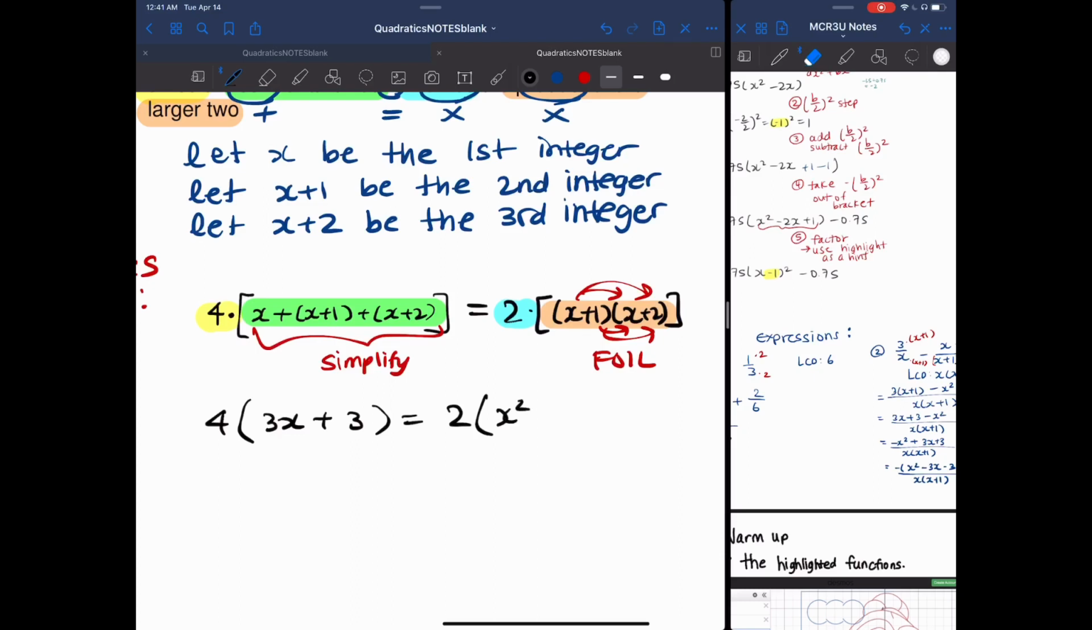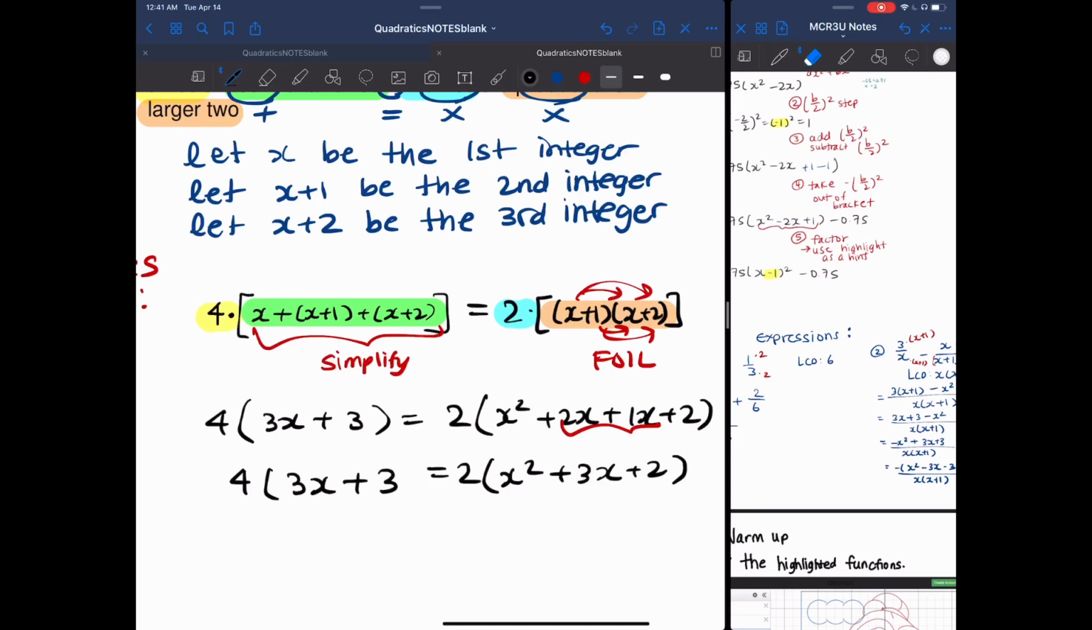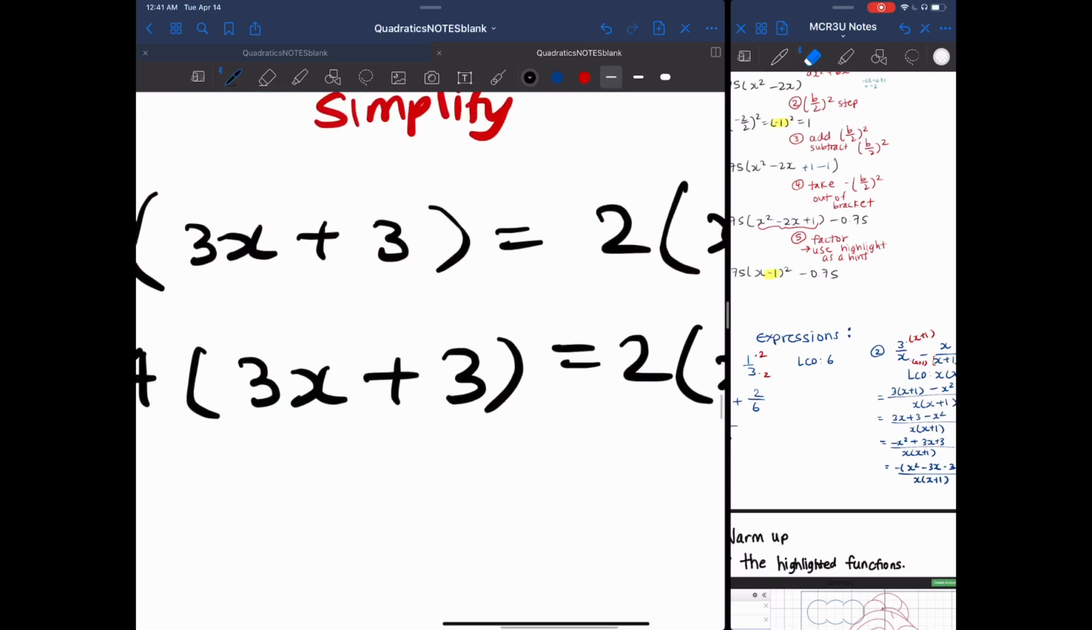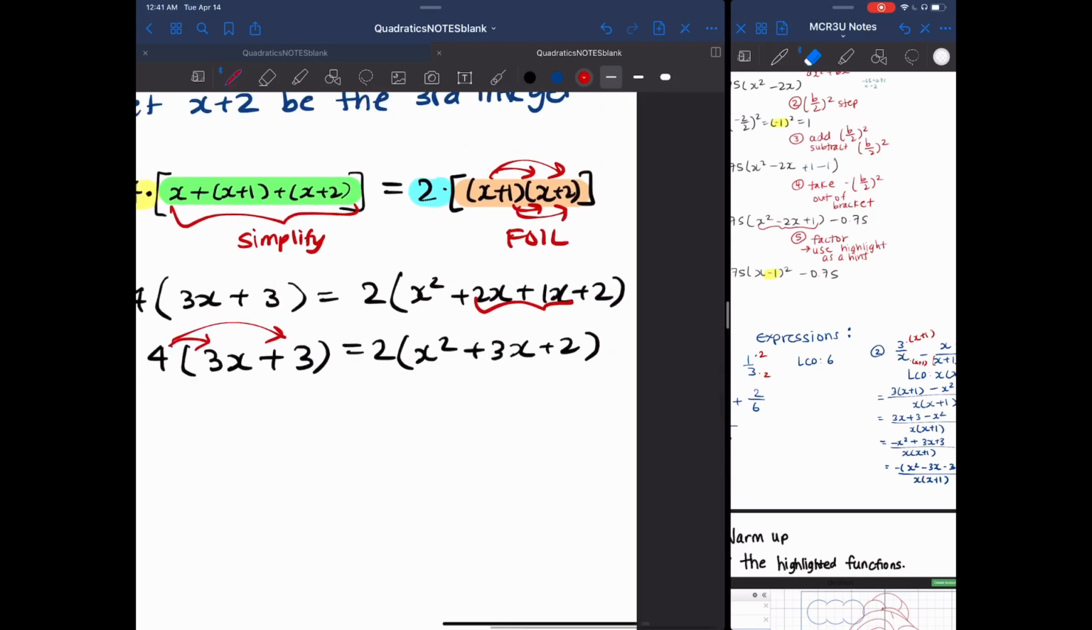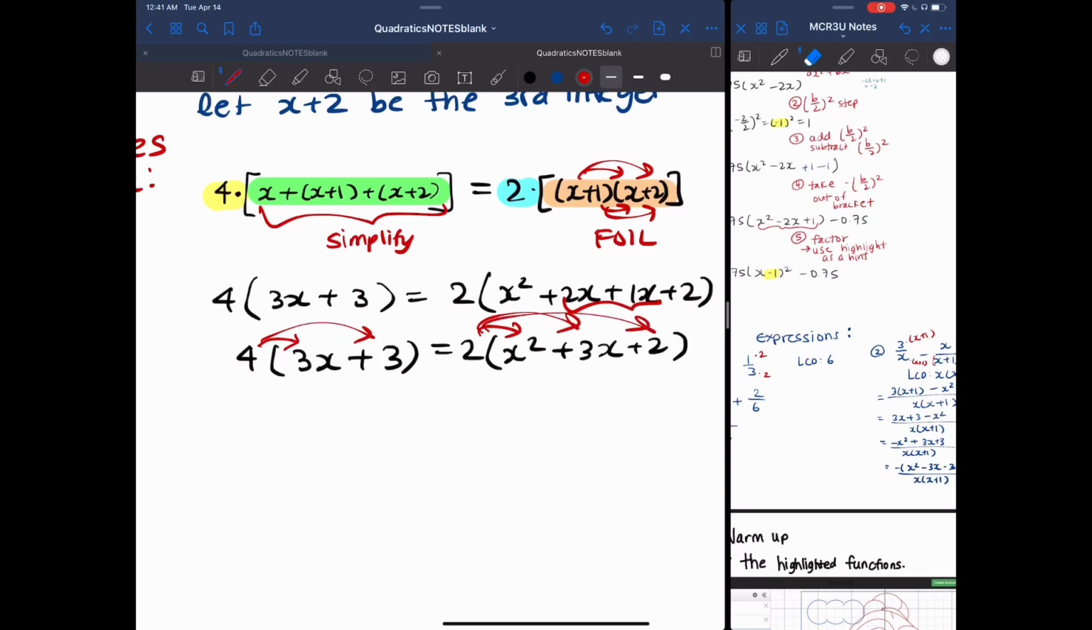x times x is x squared. Plus x times 2 is 2x. Plus 1x. And then plus 2. I'm going to simplify that. So it's 2 bracket x squared plus 3x plus 2, 4 bracket 3x plus 3. I'm going to keep simplifying by distributive property. And we have 12x plus 12 equals 2x squared plus 6x plus 4.